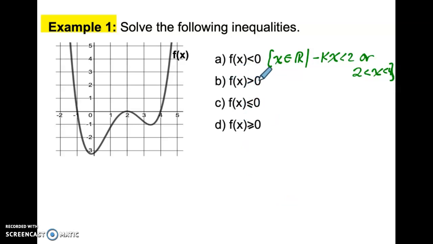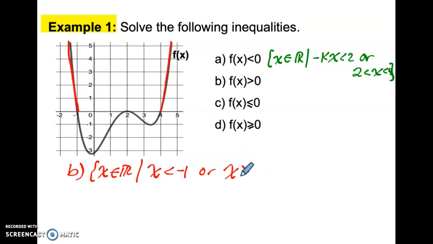So now we can do the next one. This time it's asking when is f of x greater than 0. In other words, when is our function positive? So we're looking at all the regions that are above the x-axis, so the y values are positive. For B, I'll write it down here so there's more space. It's going to be x is an element of the real numbers such that x is less than -1, or this other segment is when x is greater than 4. That will give us all the regions where f of x is greater than 0.